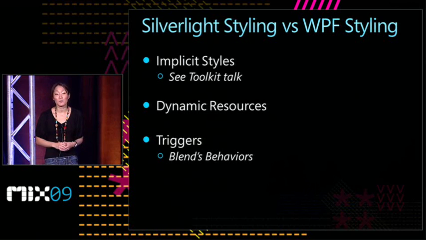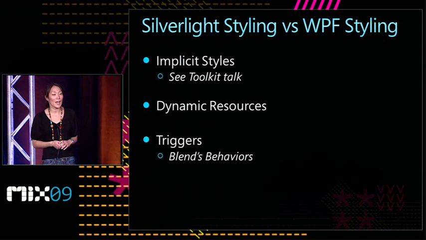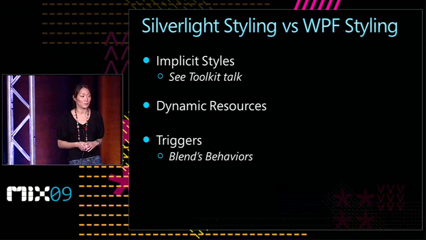So we don't have implicit styles today in Silverlight 3. That's where you can define a style for, say, a button in one place and have it automatically get picked up by all the different buttons inside of your application. We do have a workaround in the toolkit. If you go to the toolkit talk, which is immediately after this, you can learn a little bit more about the implicit style manager. But we don't have anything that supports that behavior inside of the core runtime today.